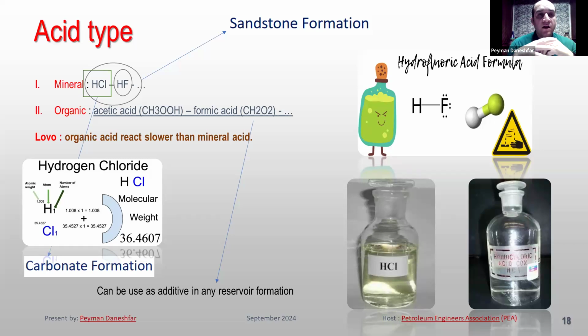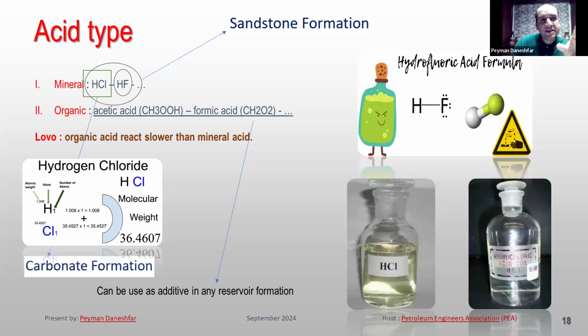Okay. For example, we can use formic acid as an additive in our acidizing. If somebody here is a chemistry engineer, they should know that formic acid can be used as a corrosion inhibitor intensifier, can help our inhibitor, okay? And acetic acid, we can use for iron control in our acid jobs.